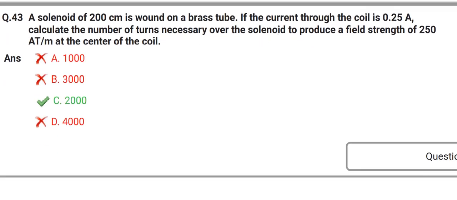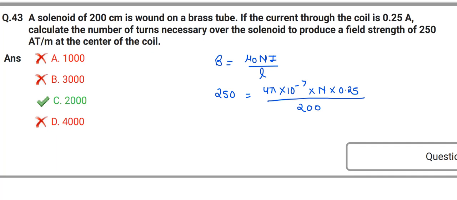A solenoid of 200 cm is wound on a brass tube. If the current through the coil is 0.25 ampere, calculate the number of turns necessary over the solenoid to produce a field strength of 250 ampere turns per meter at the center of the coil. For this question, you can apply this formula. You know that B equals mu H, and H equals Ni upon L, so B equals mu naught Ni upon L. All values are given. You have to find the number of turns.